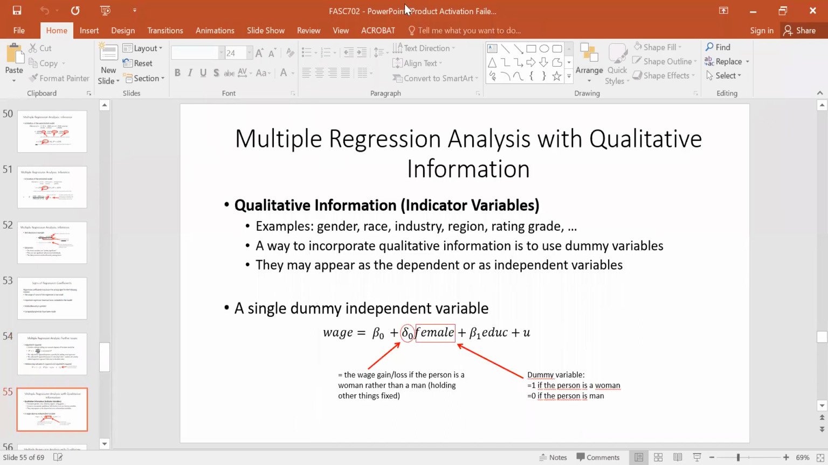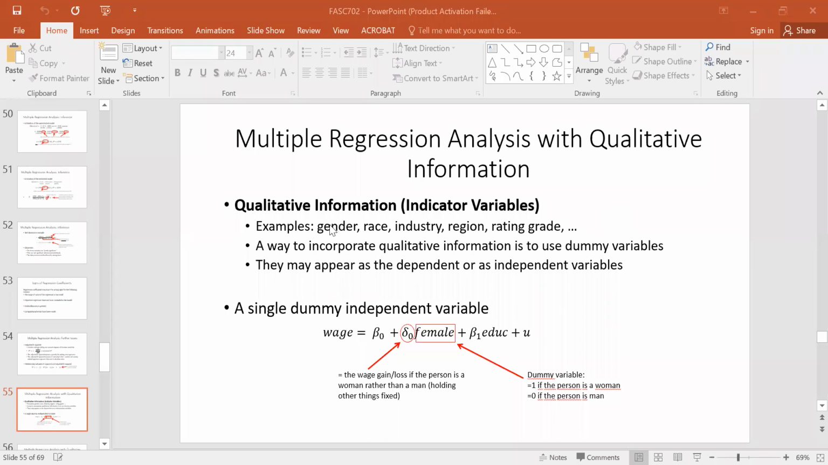Let's go to something more interesting, qualitative information or indicator variables. Okay, so far I've talked about quantitative variables, like wage. Education is measured 1, 2, 3, 4, 5 positive integers, so that is quantitative. And then we've talked about the amount of fertilizer included, 1 kilogram, 2 kilogram. These are all quantitative. Sometimes you might want to study the effect of variables that are qualitative in nature.